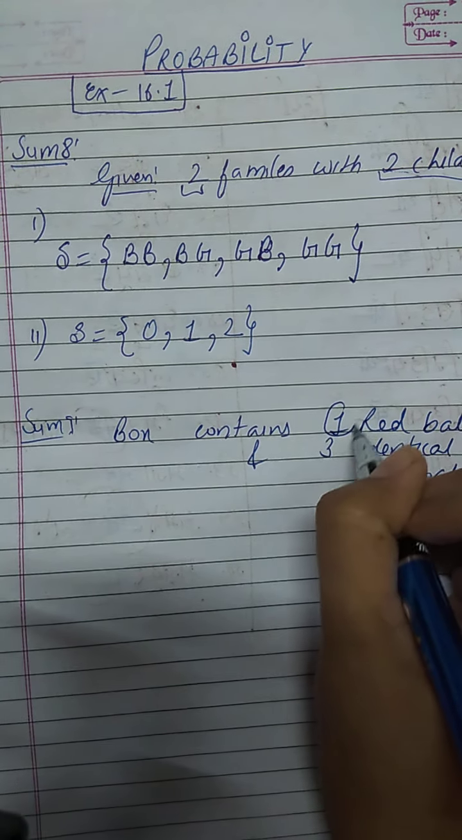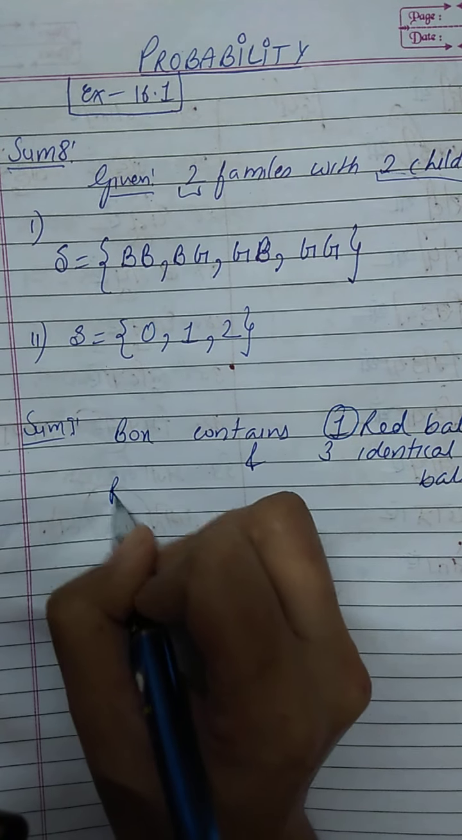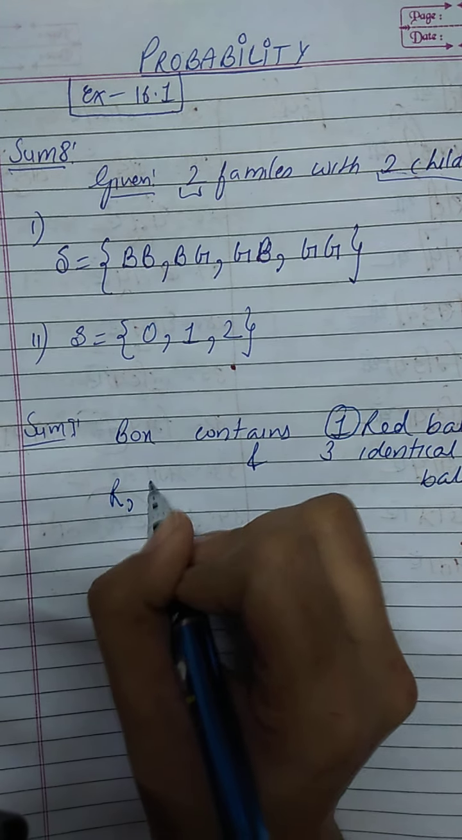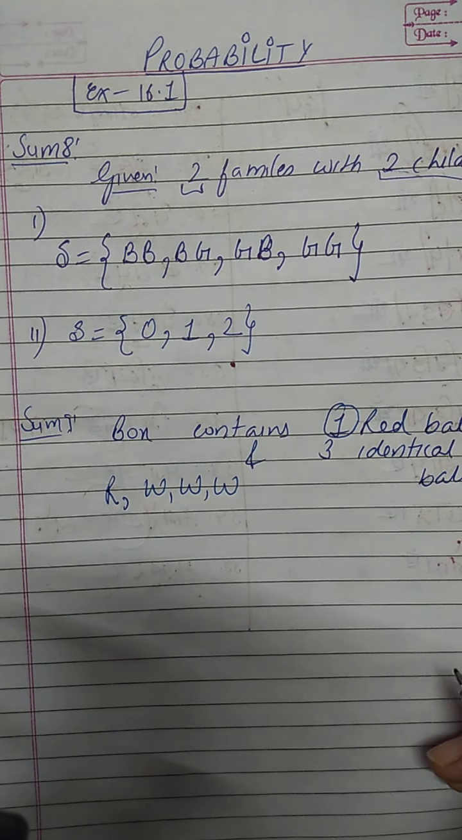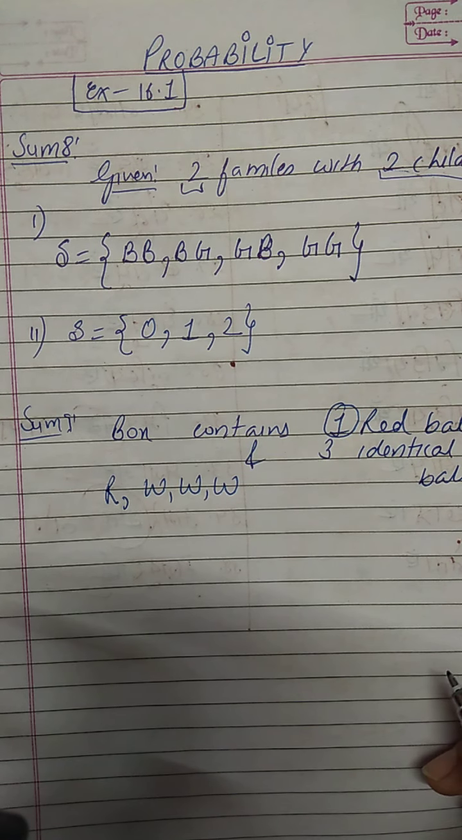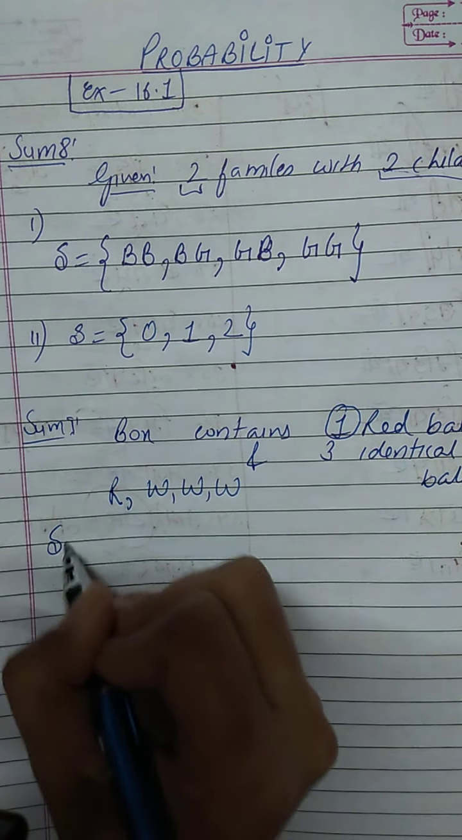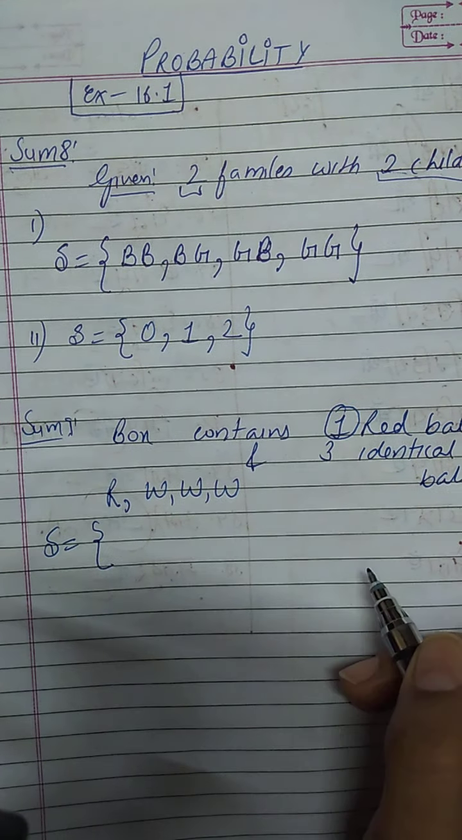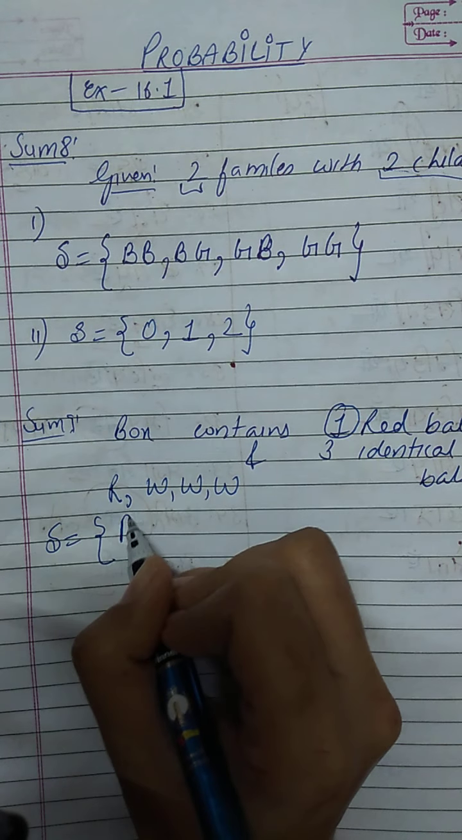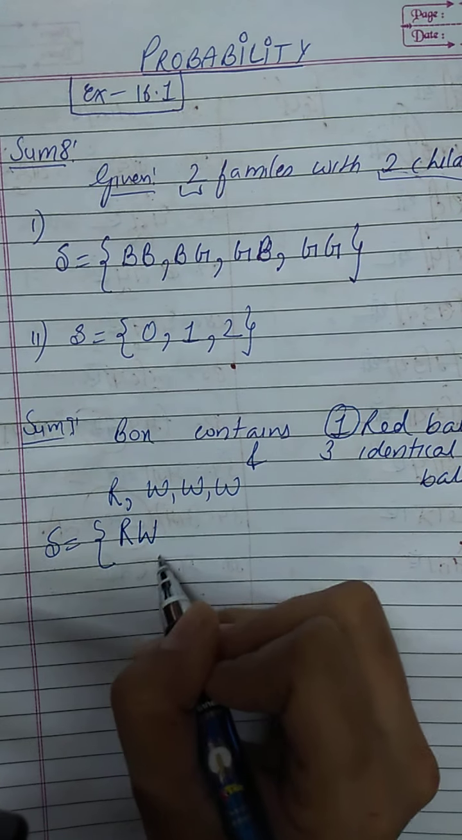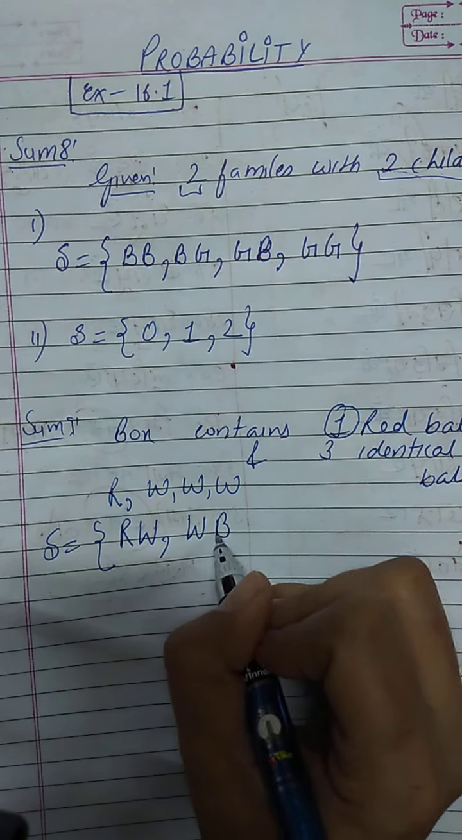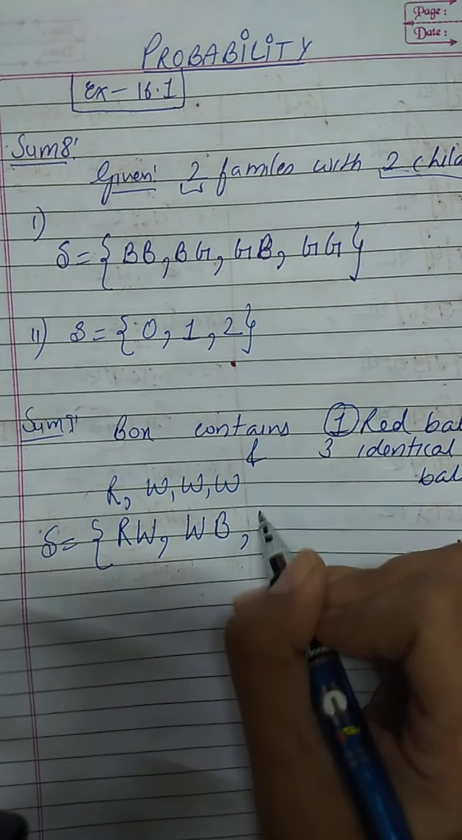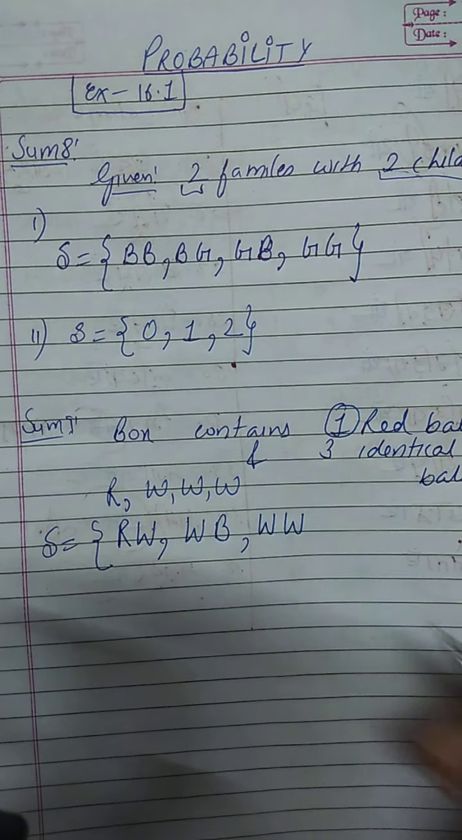Since there is only one red ball and three white balls, I can write the white balls as W, W and W. Now we are taking two balls in succession. So what will be the sample space? The first ball can be red, second ball white; or the first ball is white, second ball red; or the first ball is white, second ball is also white.